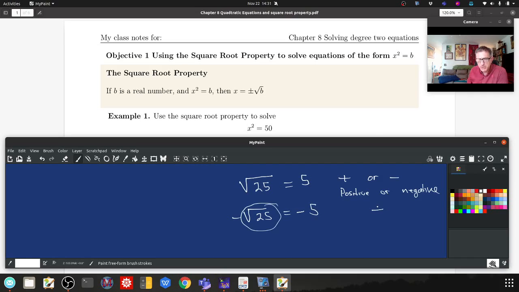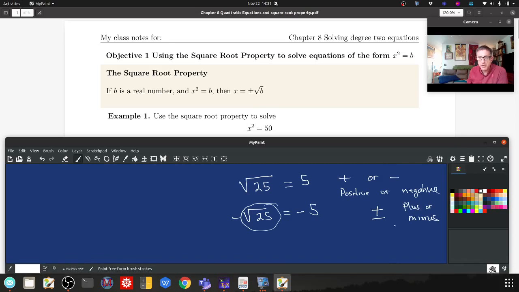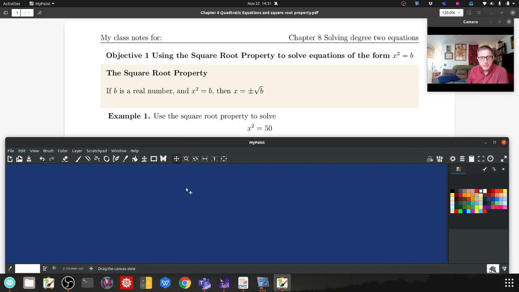So we combine those symbols and they look more like that. So that's not a new weird symbol. It just means plus or minus. And we're going to be using this property an awful lot to solve equations which are degree 2 equations. So here's our first example.